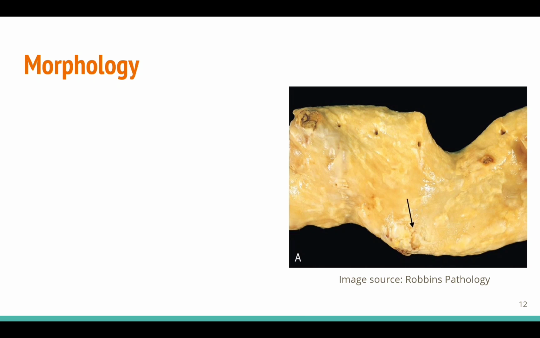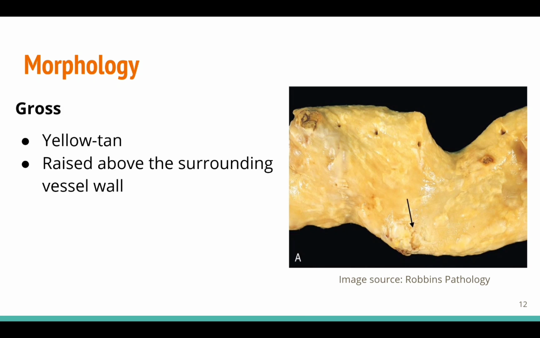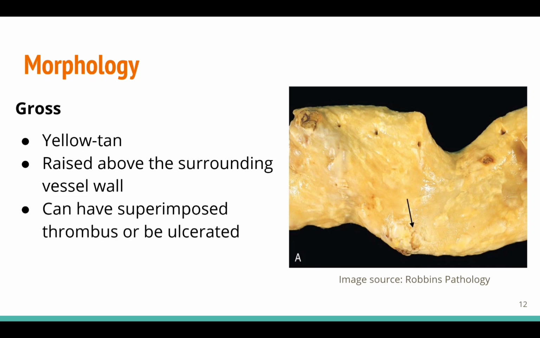Grossly, these atheromatous plaques are yellow to tan in color. These are raised above the surrounding vessel wall. Not shown in this figure, but sometimes it may be superimposed with a thrombus formation, which is a blood clot, or it can be ulcerated.